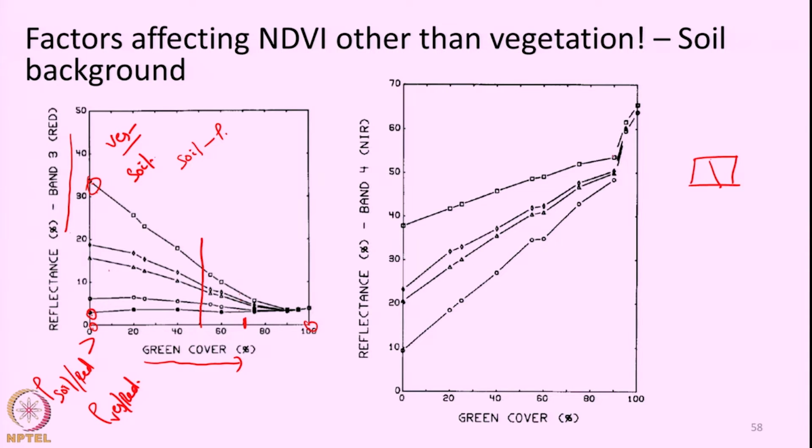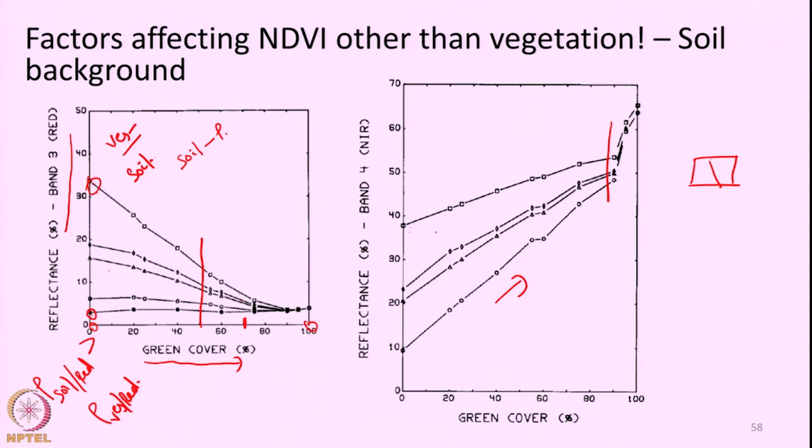For healthy vegetation, NIR reflectance is extremely high, even higher than soil. So, here the trend of this curve is in the opposite direction to red reflectance. Until we cross 80% or some very high percentage of green cover, we are seeing a large effect of soil reflectance here basically.